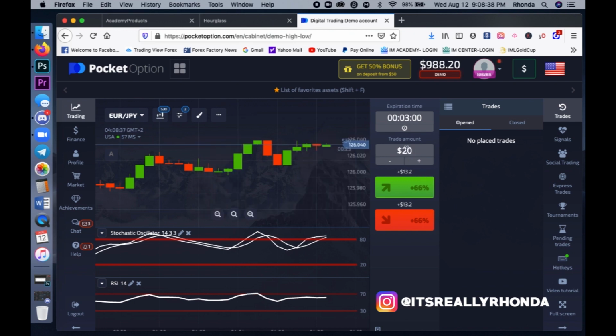Let's just say we're going to do $20 per trade, right? This is what you wager. So if you happen to lose the trade and not clear it, you're only going to lose $20. Whatever amount you choose is what you can lose if the trade does not go in your favor.